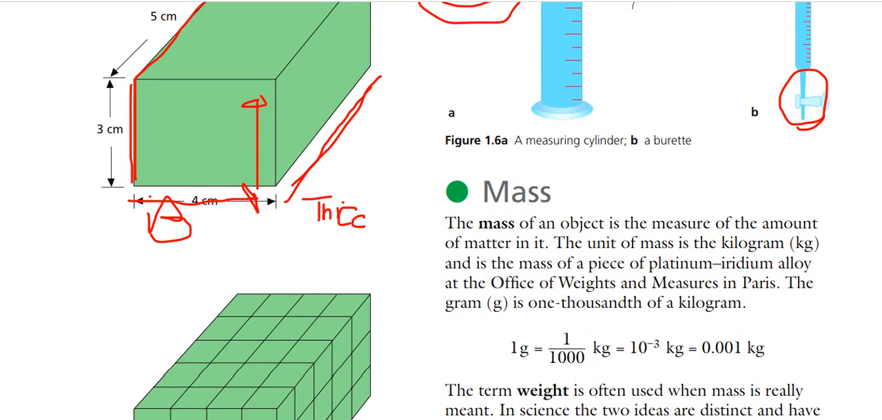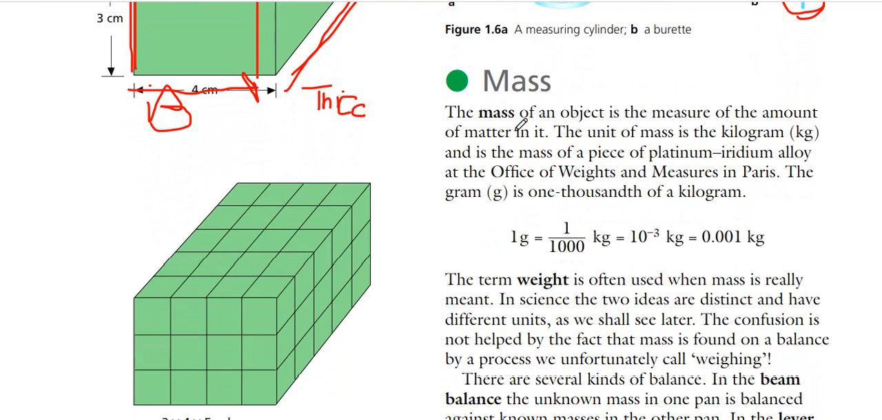Yeah. Now we are moving on to mass. The mass of an object is the measure of the amount of matter in it, and kilograms and grams and all that. That is mass, not weight. People usually get these things totally confused. Mass is different from weight. They even have different spellings. They even have different starting letters and different number of letters in it.